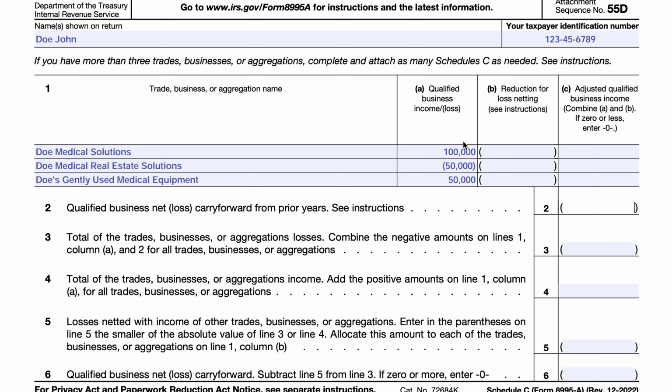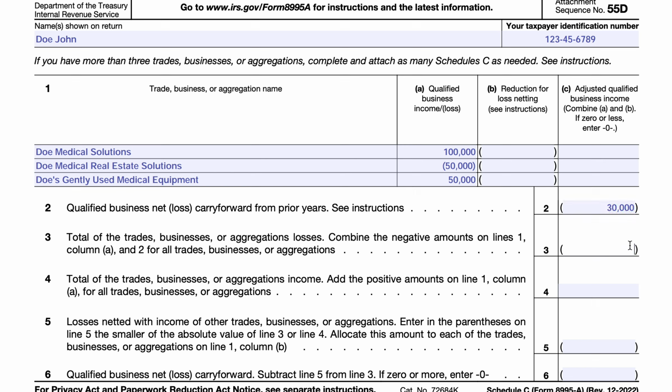So you're going to enter this information here. Right now that's $100,000 of qualified business income. Let's just say that we had a $30,000 loss carry forward from prior years. On line 3, we're going to enter any amounts of the total businesses, aggregations, trades, income, the total of all of their losses.